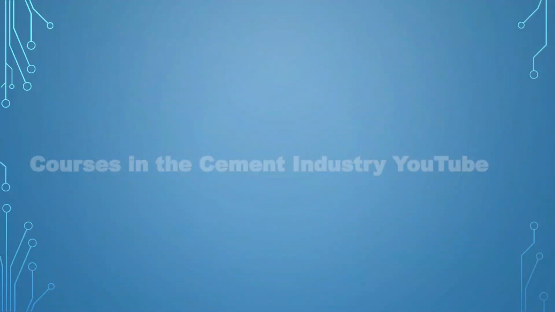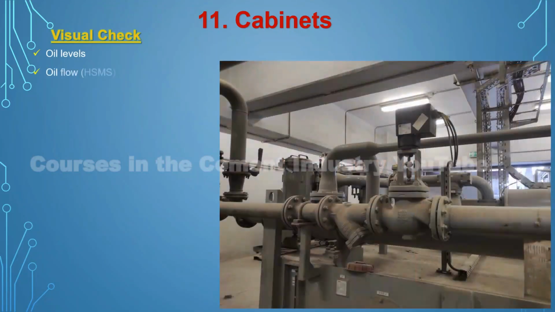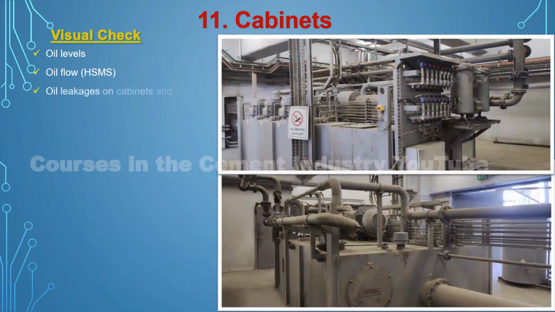11. Cabinets. Visual check. 1. Oil levels. 2. Oil flow, HSMS. 3. Oil leakages on cabinets and pipelines. 4. Discoloration of oil.